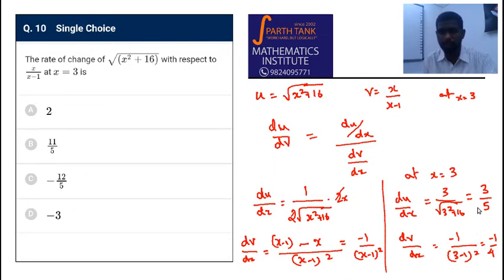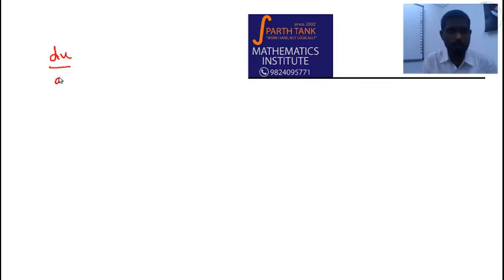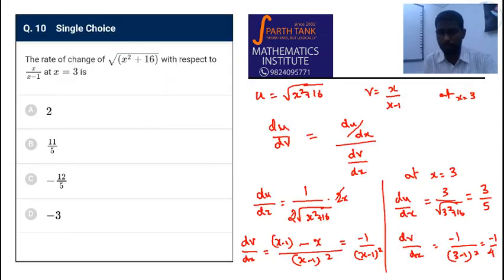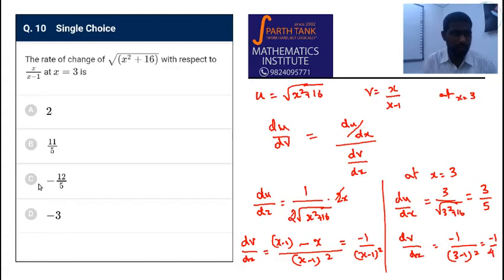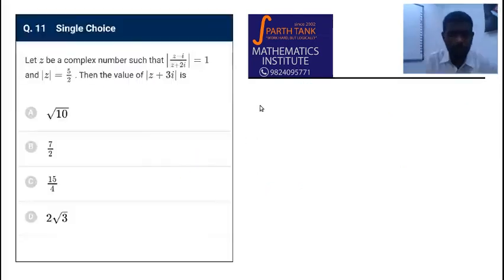So basically du by dv is du by dx by dv by dx. So if you divide these two, du by dv is going to be du by dx upon dv by dx. And we found those values as 3 by 5 and minus 1 by 4. So this is minus 12 by 5. So the answer is minus 12 by 5, option C. Okay, very simple problem. Let us move to question number 11.